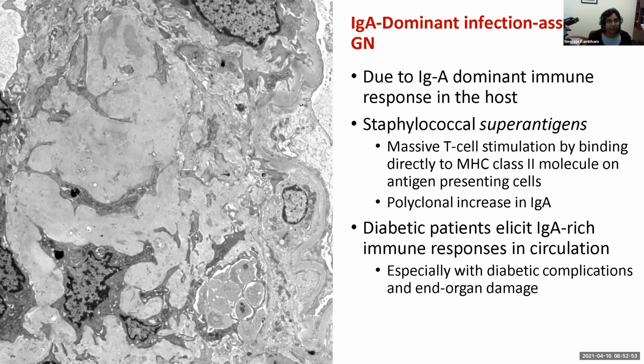So on EM, we were able to see some deposits here. So this is all the mesangial sclerosis you would expect, but these are the electron dense deposits that we saw on IF. And this is a particular entity, kind of seen in diabetic patients because of two things. The staph infections they have, the super antigens, will elicit this massive immune response. And then the diabetic patients also tend to have this high IgA-rich immune response in circulation, especially if they have a diabetic complication or end organ damage. And so these two together will result in the deposition of this large amount of IgA deposits.